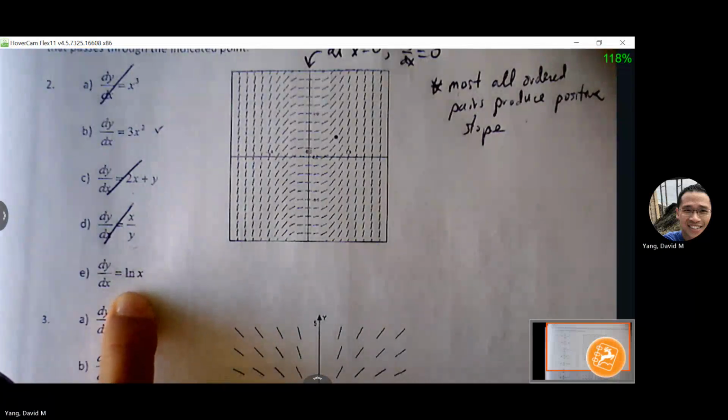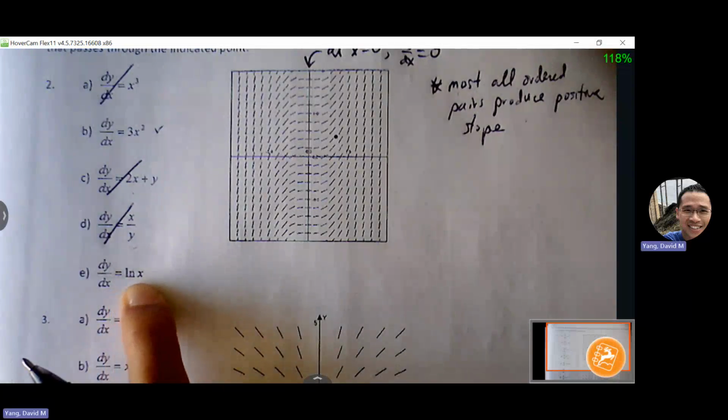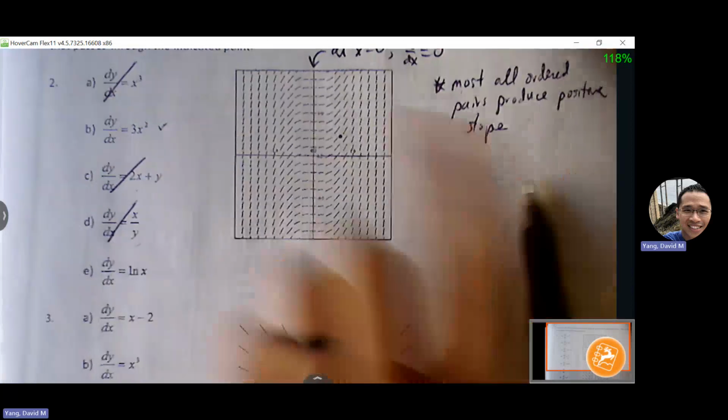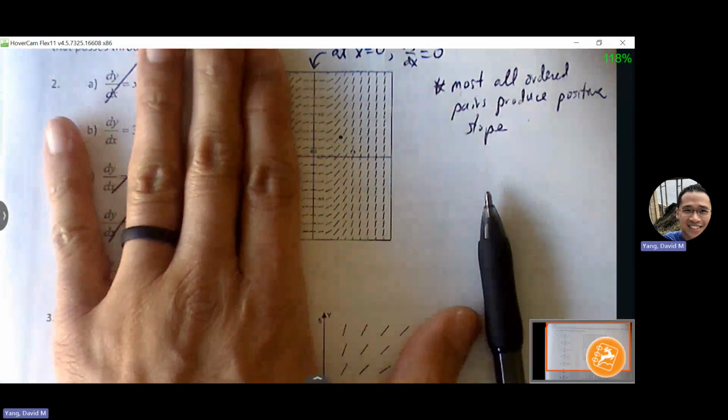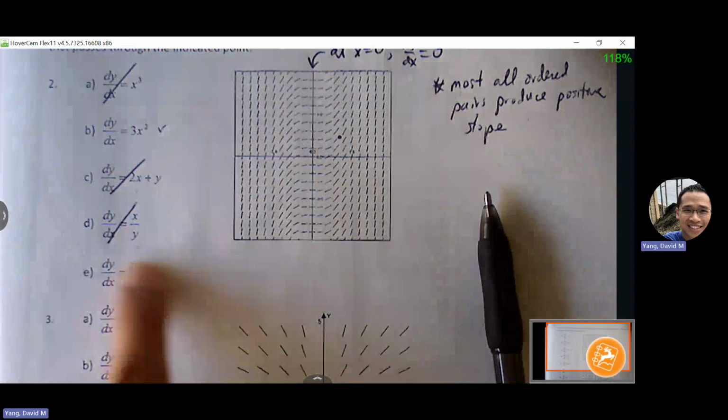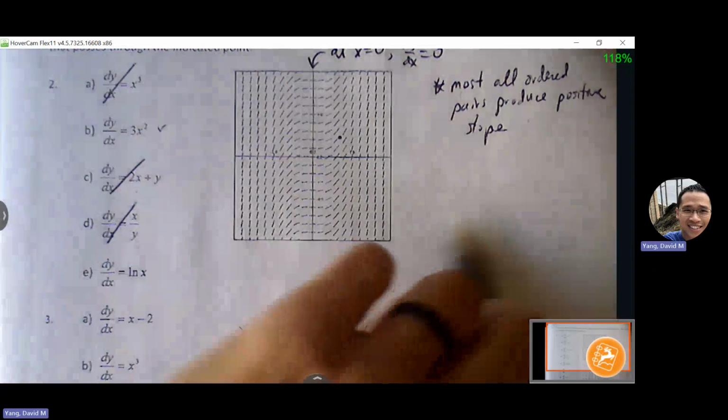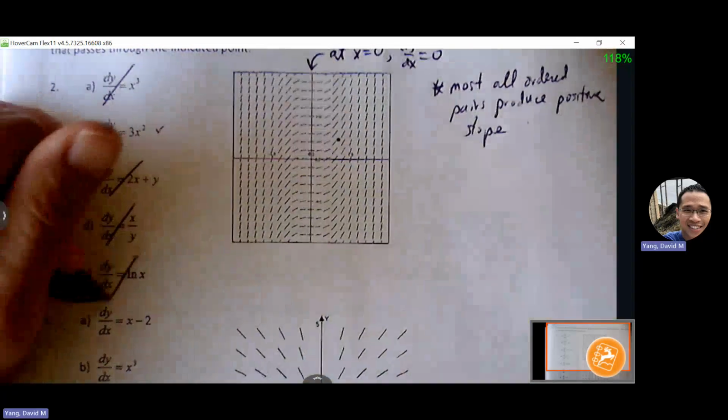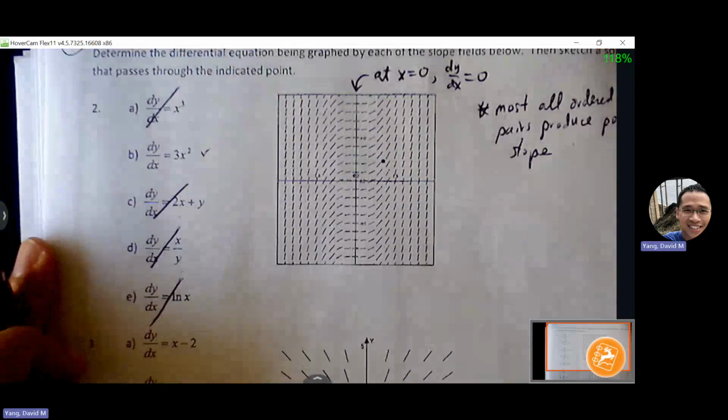Natural log of x. This one I can remove, right? Because natural log of -4 doesn't even exist. So if natural log of -4 doesn't even exist, this whole side should be blank, right? It should be completely empty. I'm never able to get a natural log of a negative value. So really, I'm just down to one option, right?